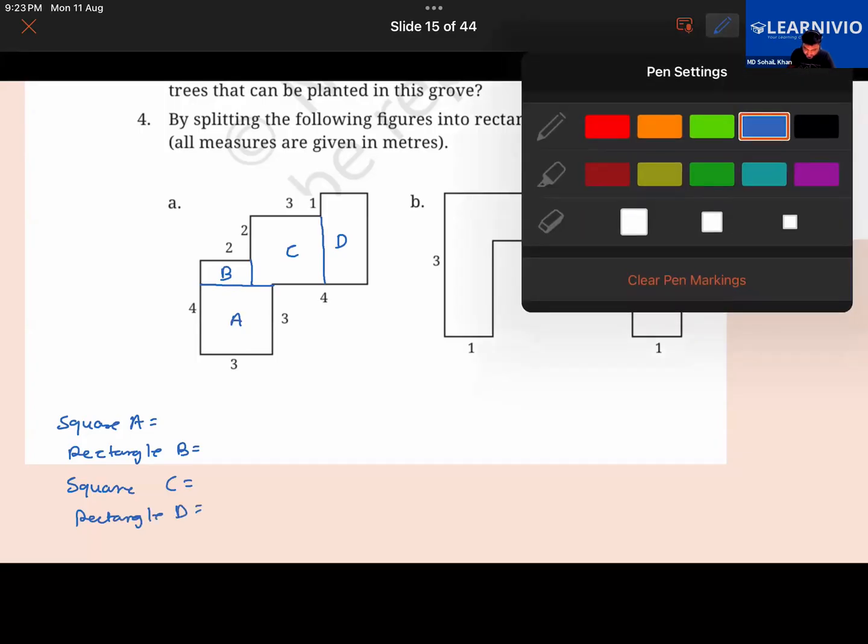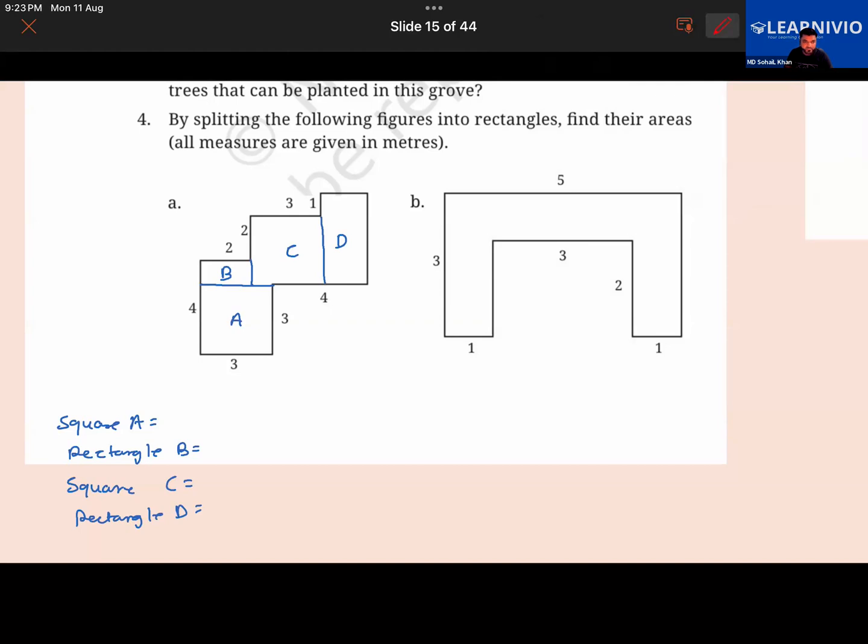Okay. What are the sides of square A here? 4 and 3. How can it be 4 and 3? 4 is the length of this entire side, no? We are taking only this much, which is 3. So 3 times 3, hence that is 9. No issues. 9 square units, okay?